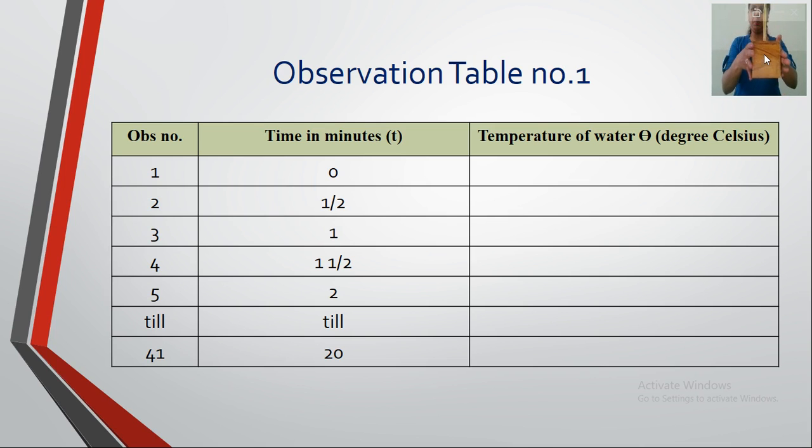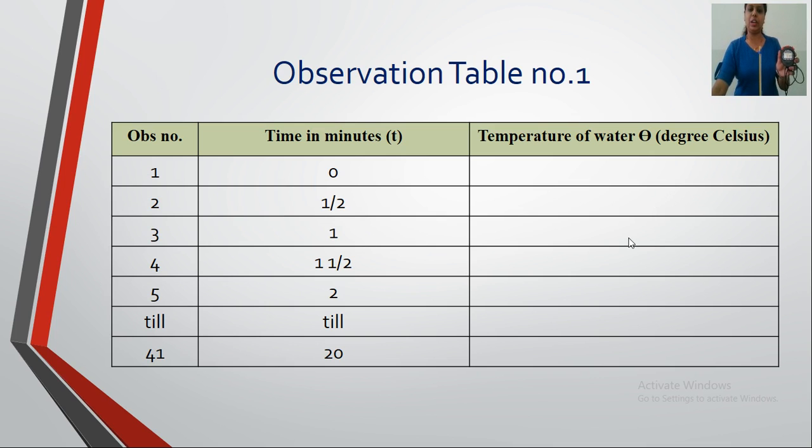So we'll place it over a tabletop, and with the help of this stop clock we'll measure the time. After every half minute we'll measure the temperature of the water, which is theta, in degrees Celsius. So simply you need to wait for 20 minutes. In short, we are taking 41 readings with the help of this experimental arrangement. Once you start the stop clock, you should be alert while taking the readings. Just after half a minute, you need to record the reading.